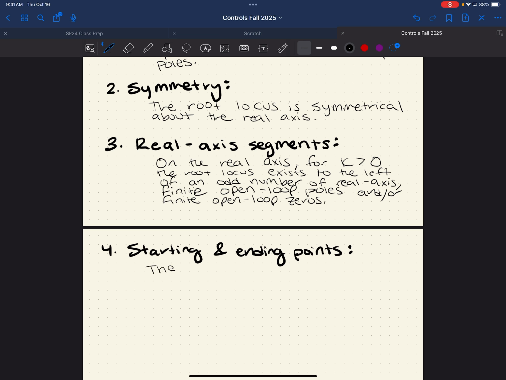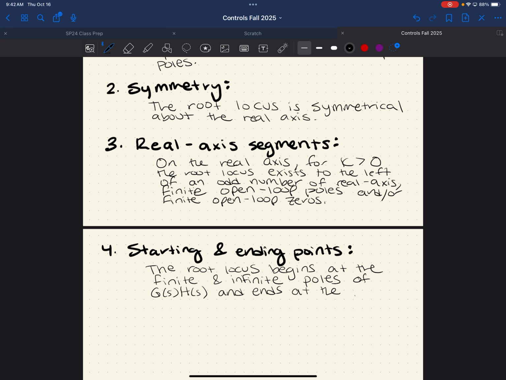Which says that the root locus begins at the finite and infinite poles of G of S, H of S, and ends at the finite and infinite zeros of G of S, H of S.